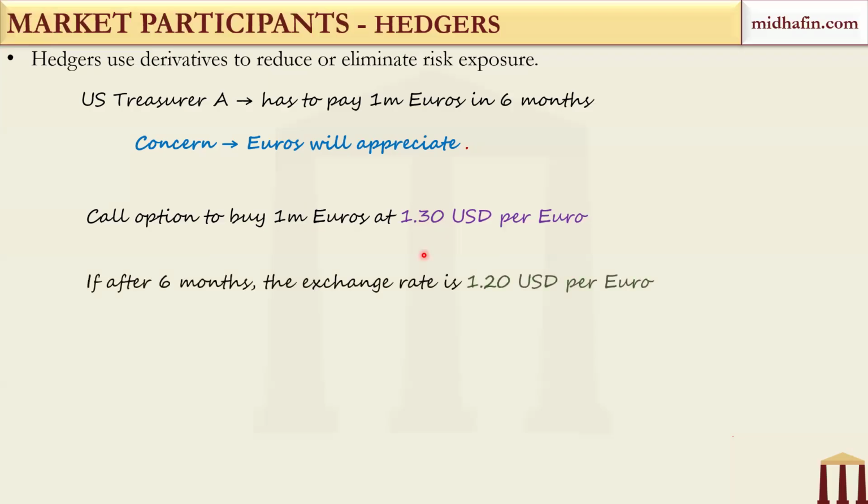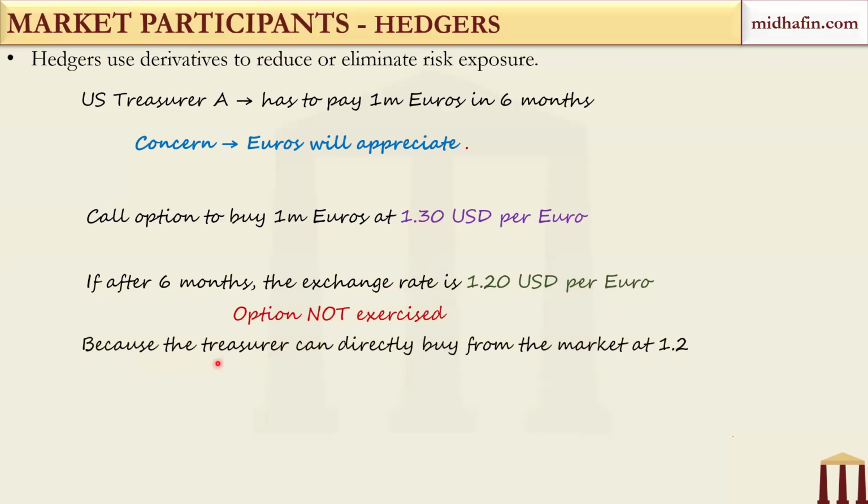So if the exchange rate after 6 months is $1.2, will the option be exercised? No. Very good. The option will not be exercised because the treasurer can directly buy from the market at 1.2. Why would the trader or the treasurer exercise this option and buy at a higher price?